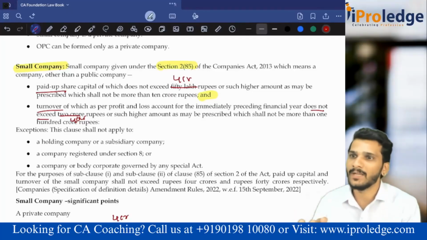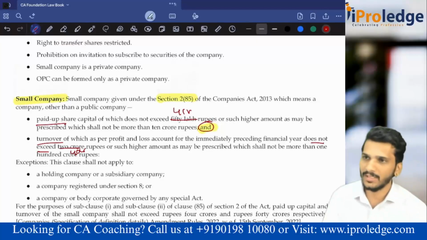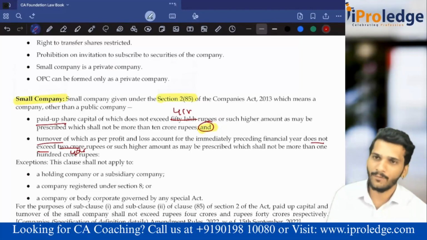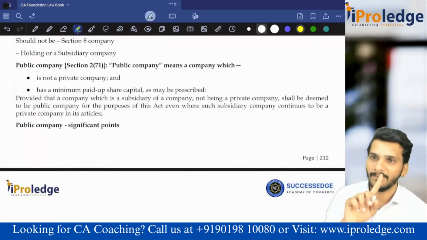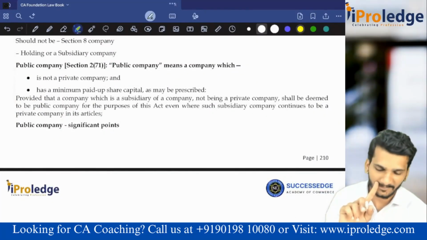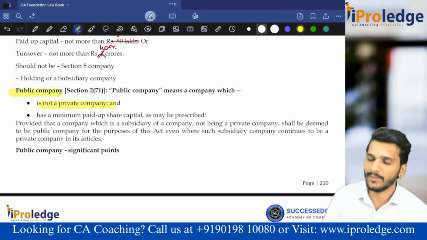Can it be called a small company? No, because here both the conditions are AND conditions. Paid up is less than 4 as well as turnover also less than 40. Both the conditions have to be satisfied. Then public company: other than private company is a public company.